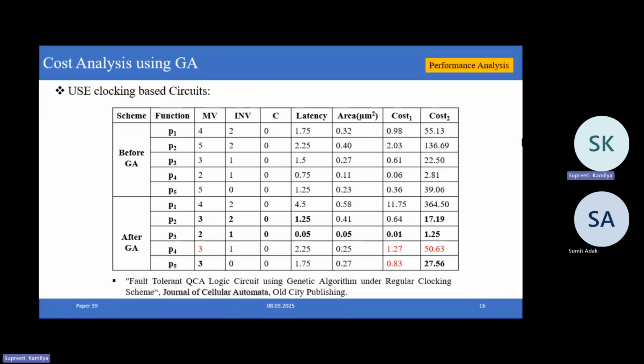As a result, after applying the genetic algorithm for the P1 function, the cost also increases, because cost 1 and cost 2 depend on the area. But in the case of P2 and P3, we can easily find that cost 2 decreases, because the number of gates and the area also decrease. Again for P1, the number of gates increases after applying the genetic algorithm, and as a result the cost also increases. But in the case of P5, the number of gates decreases, but as the circuit area increases, it increases the cost too. So this is the impact of the genetic algorithm in respect of cost.